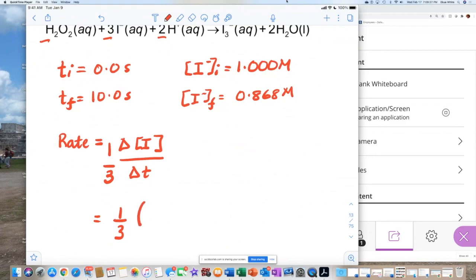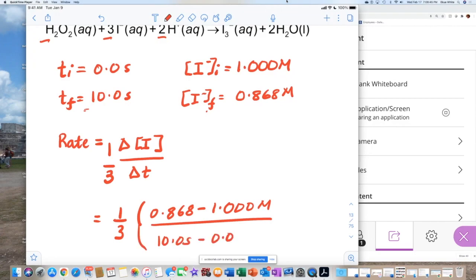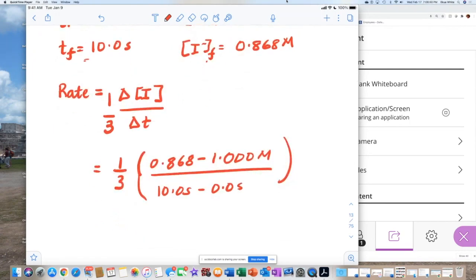change in I. Change in I will be the final minus the initial, so 0.868 minus 1.000. Remember, this is M over the final time, 10.0 seconds minus 0.0. This is seconds, right? I mean, you can put the M both sides if you want to. Let me be consistent. Okay, there. So I'm going to forget the negative on purpose so you can realize that, remember, rate is always positive, so you're going to need the negative there. Just in case you forgot it, you just bring it back in.